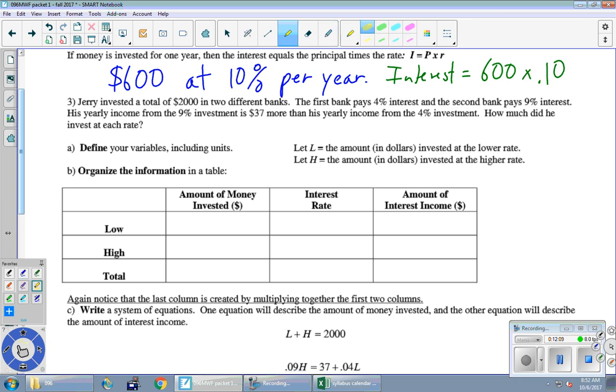Okay, first step is just like before. We need to define some variables. It's written there, but don't read it just yet. The question says how much at each rate. Those are your variables. How much at each rate? So some of that money went to the 4%, some of it went to the 9%, and we're just going to call L and H the amount in dollars. Got to have our unit word invested at the lower rate and the higher rate, respectively.